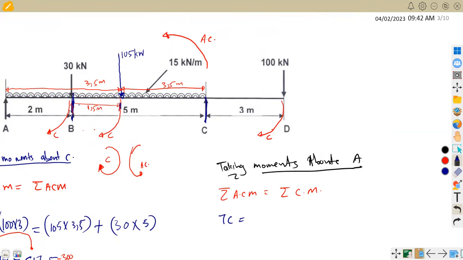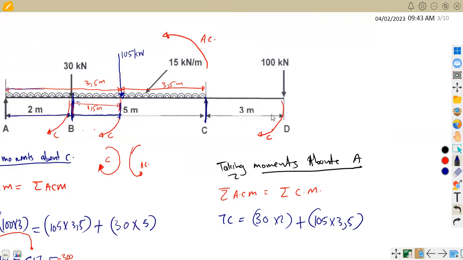So we're going to have 30 back to A. There's a distance of 2 meters here between 30 and A. So that's 30 times 2, plus from the 105, we have a distance of 2 meters plus 1,5. Remember, from this point to this point, it's 1,5, or just take this one direct, which is 3,5. So that's 105 times 3,5.